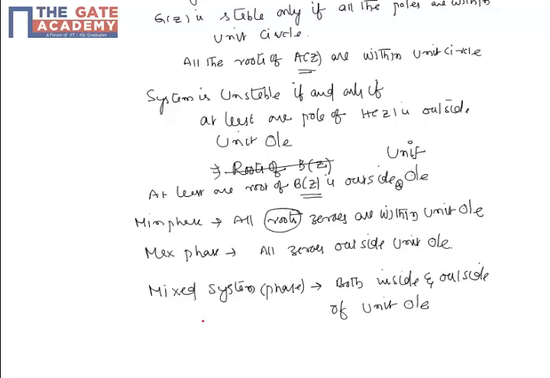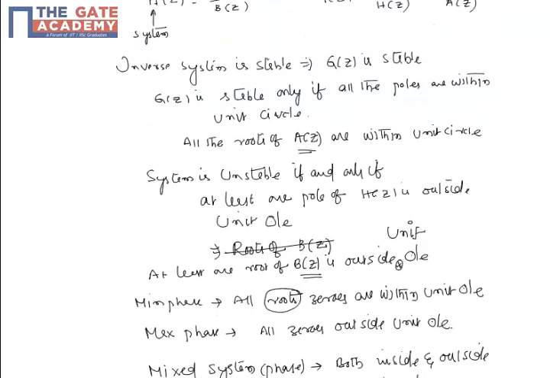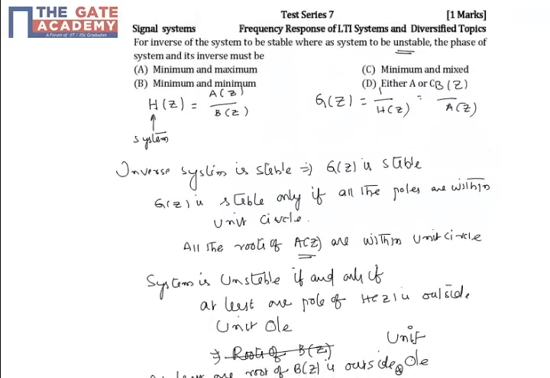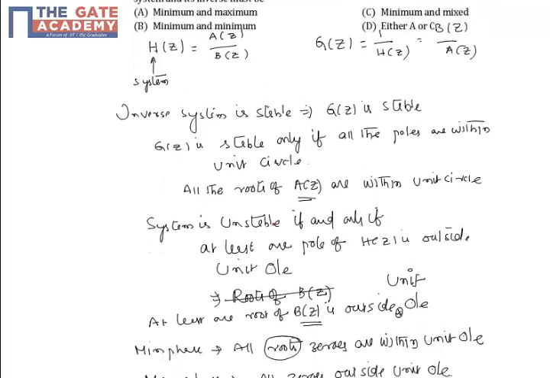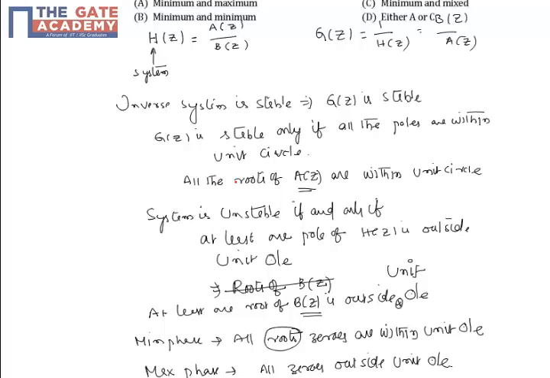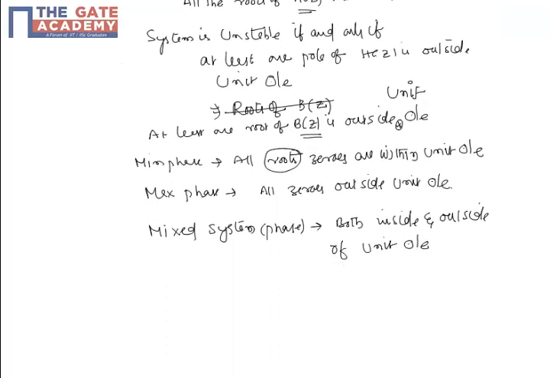So now if you see the zeros of a system, zeros of a system means roots of A of z. If you see here, all the roots of A of z are within the unit circle. That means all the zeros of the system are within the unit circle. If all the zeros of a system are within the unit circle, then what does it mean? It means it is minimum phase. So that means the system is minimum phase.